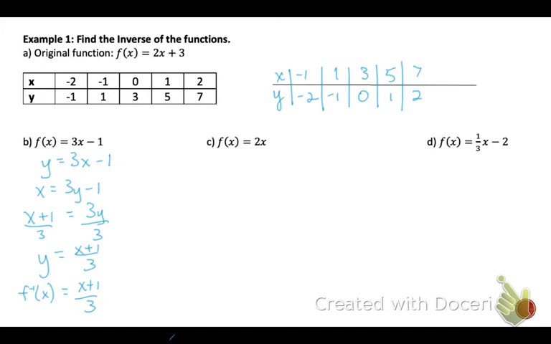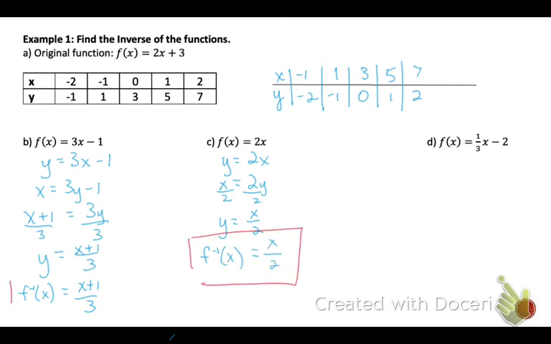Let's try another one. Let's start by writing in equation form. It's an equation of a line, which is a 1-to-1 function. Let's interchange our x's and y's and then solve for our new y. Now let's write that using our inverse function notation. So this equation will literally undo the math of our original function, f of x equals 2x.